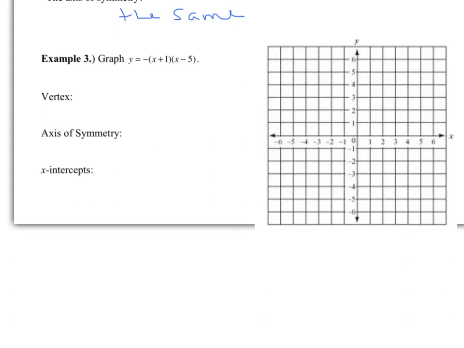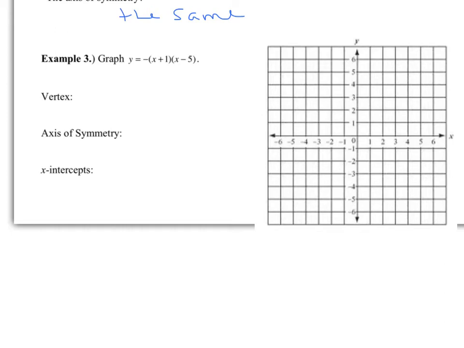For this example, it says, example number 3, graph y equals negative x plus 1 times the quantity x minus 5. This form is a little bit different. This is because it is the intercept form. So if you look back at your notes or in your textbook to page 12, you will notice that this form does resemble the intercept form. Now, before we find the vertex, it's best to find the x-intercepts.